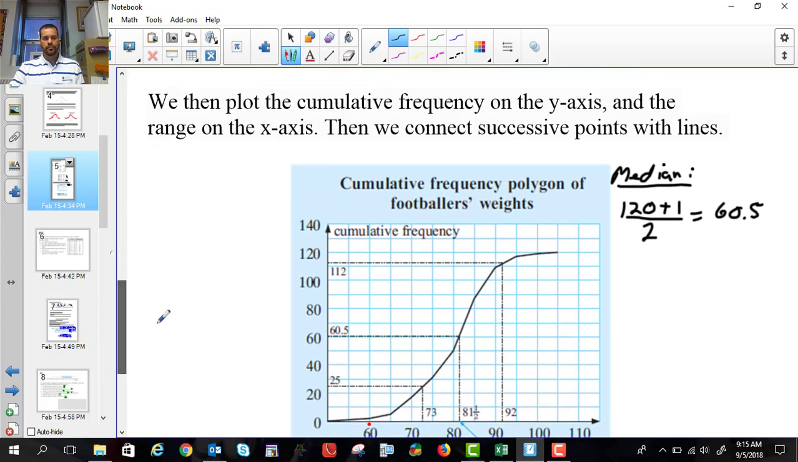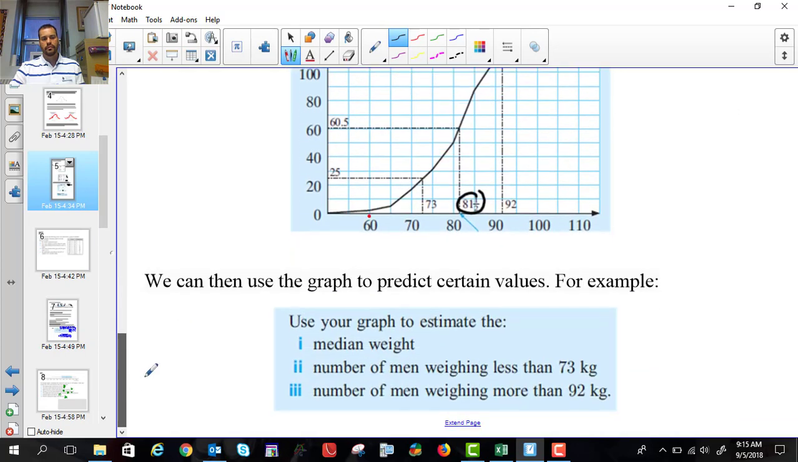So we go to 60.5, it's already indicated for us on the graph here. And then we go down and we look at what is that number. And that number, according to this graph, is 81.5. So the median, we can say, is 81.5. So that means that that's the middle number.